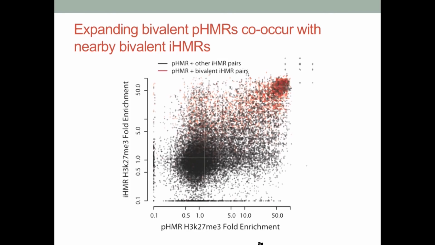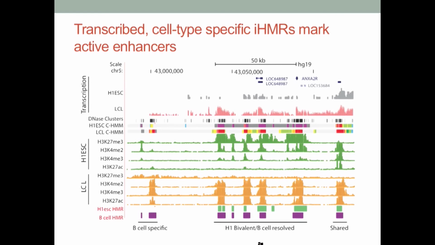So here's a nice example. On the bottom, I'm showing you HMRs in H1 or B cells. And you can see a lot of different things going on here. On this side, we have a B cell specific HMR. It doesn't exist in H1. It has all the marks of chromatin activity, whereas those marks are absent in H1.